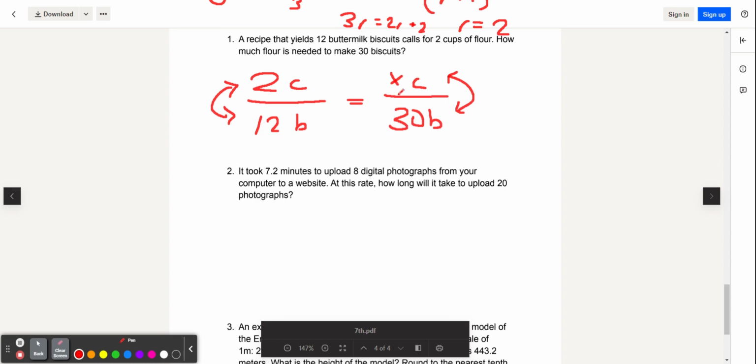Now with this proportion, we can cross multiply. First, I'm going to go ahead and simplify this to 1 over 6. Then cross multiply to get 30 here, and on the side is 6x. Dividing by 6 gives us x equals 5. So how much flour do we need? We need 5 cups.